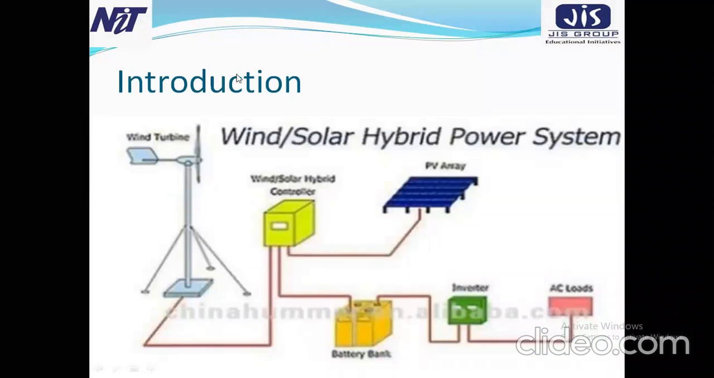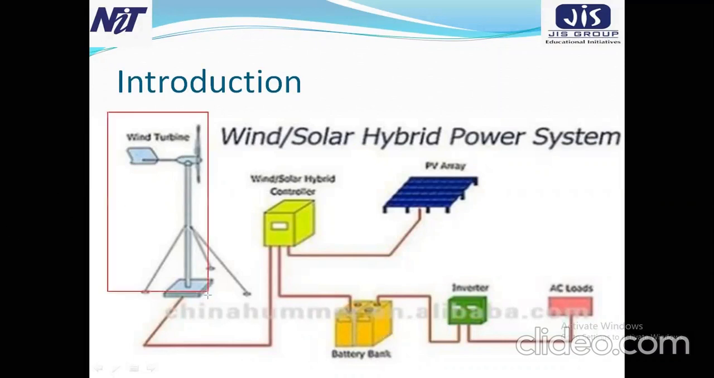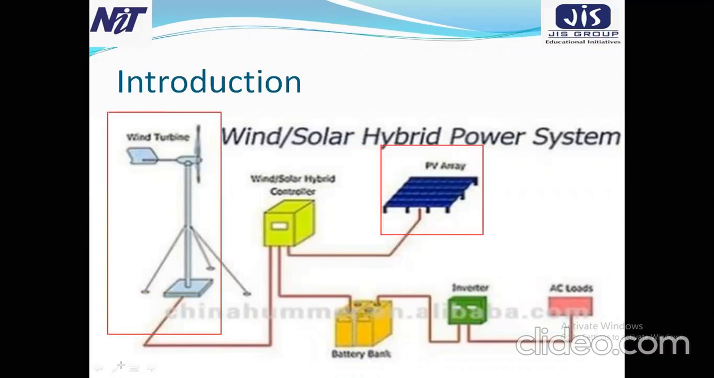Now, if you follow, you will find it's a very simple diagram of a solar and wind hybrid power station. This part is the wind turbine, and it's the PV array. The system is the same for both cases. The PV array or the solar panel generates power with the help of the rays of the sun, and the wind turbine generates power with the help of the speed of the wind. Now both are connected with the solar.